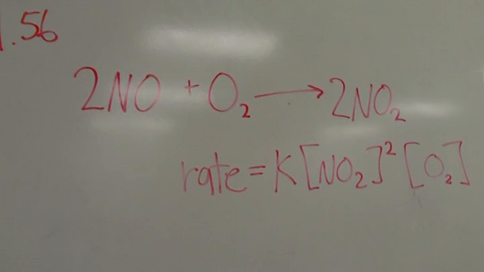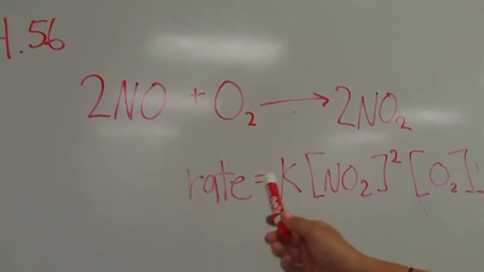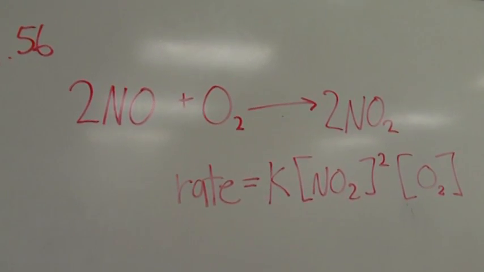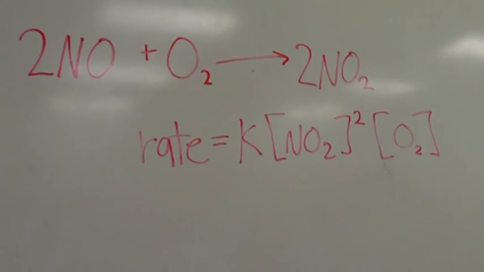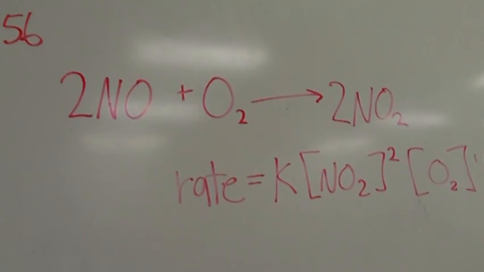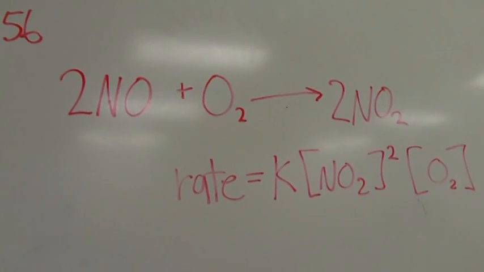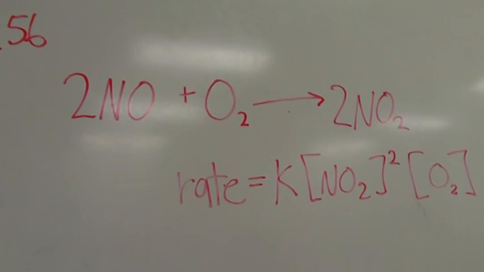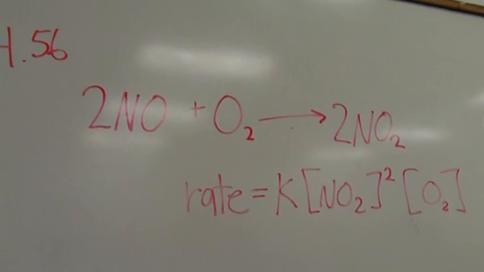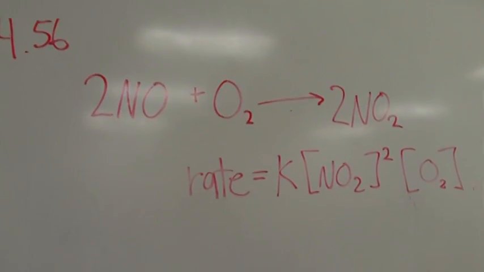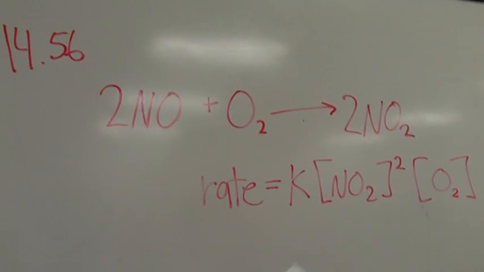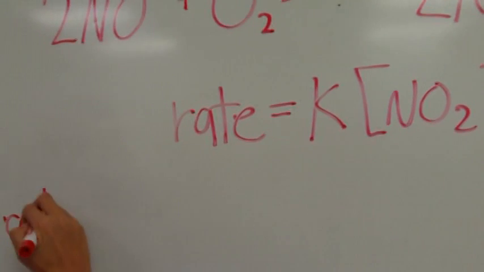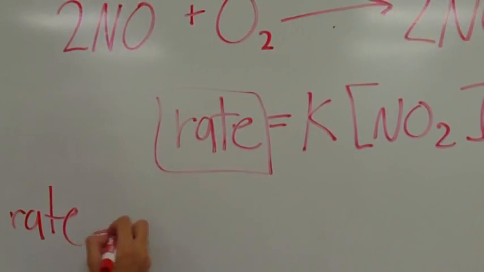And then in the book, it tells us what the K is, and then it asks us what would be the rate of reaction if the concentration of NO is 0.001 moles per liter and the concentration of oxygen is 0.034 moles per liter. So this is just like number 54. You're just going to be plugging things in that they gave us in the problem. So the rate is going to be equal to, rate's what we're trying to find out.